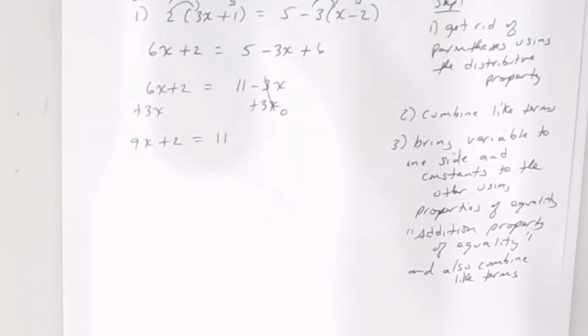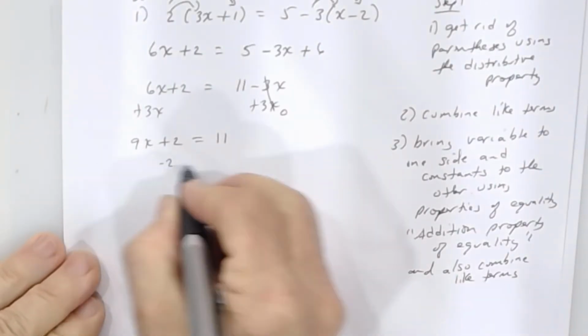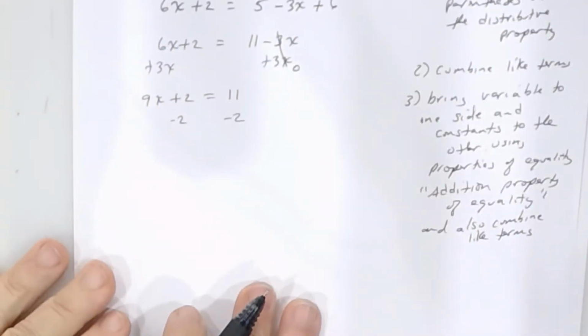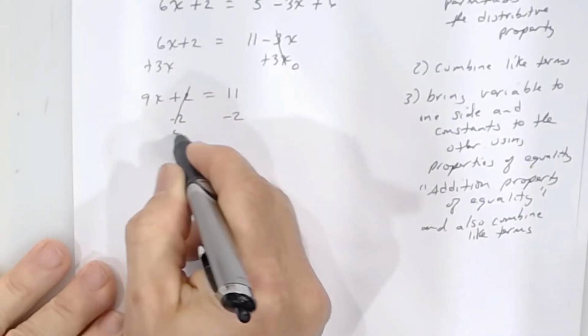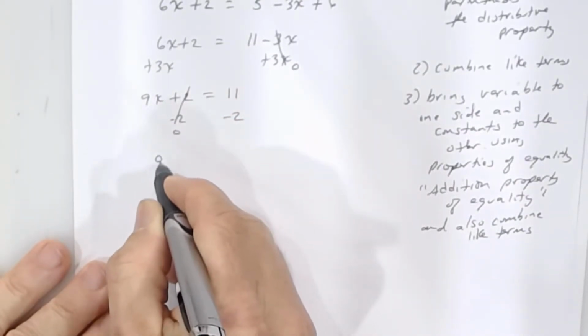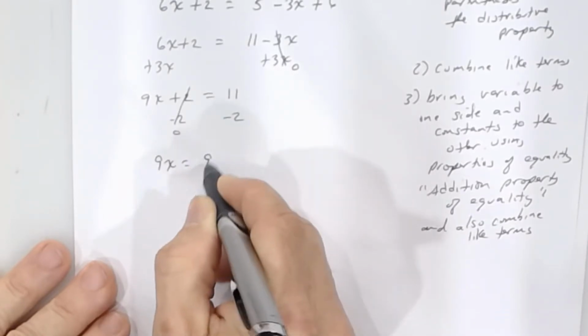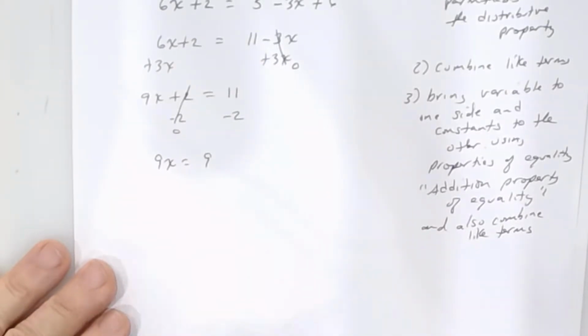Okay, so now I brought the variables to one side, now I'll bring the constants to the other. Subtract 2 from both sides. So what I do to one side, I do to the other. And then we combine like terms again. 2 and a negative 2 is 0, and you're left with what over here? Equal 9. All right.